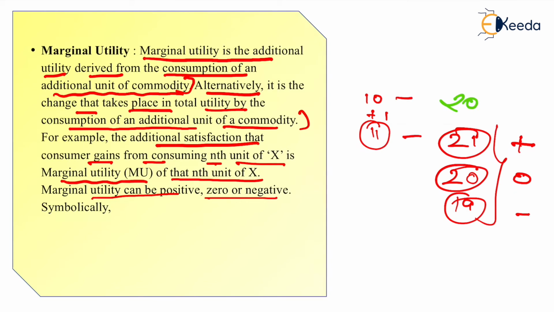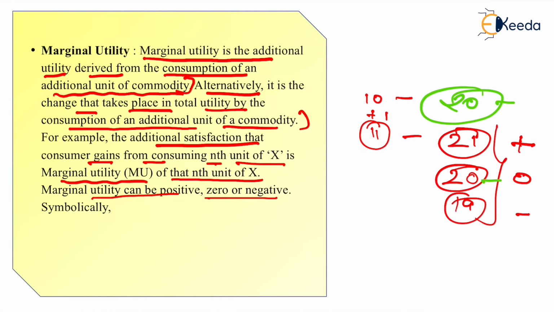You had 20 units. Now 21 is an addition because you have figured out one additional satisfaction. 19 is negative because it has gone down, and 20 is still the same, hence it is zero. So marginal utility can be positive, it can be zero, or it can be negative, just for your reference.